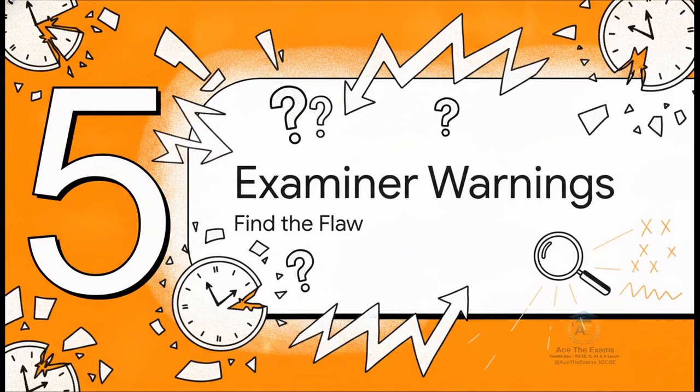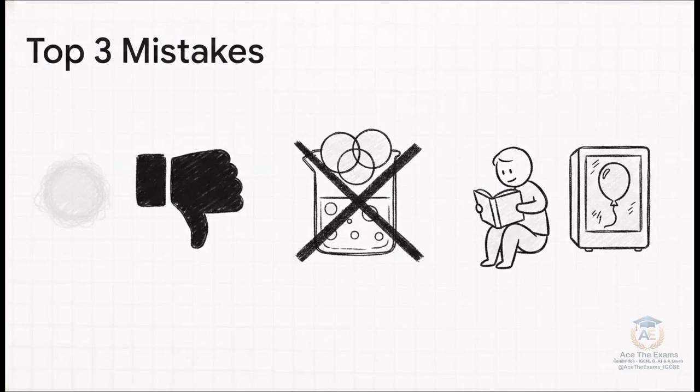Even with the absolute best frameworks, under the crushing pressure of the exam timer, mistakes happen. So let's look at the dark side of the decathlon and address the top examiner warnings. We have thoroughly scanned the principal examiner reports to uncover exactly where thousands of students are consistently hemorrhaging marks on this specific 0625 topic. It's time for Challenge 2, the Find the Flaw Challenge. Here are the top 3 fatal errors.